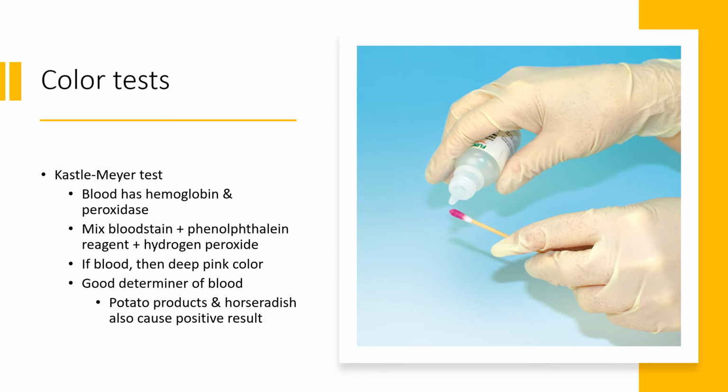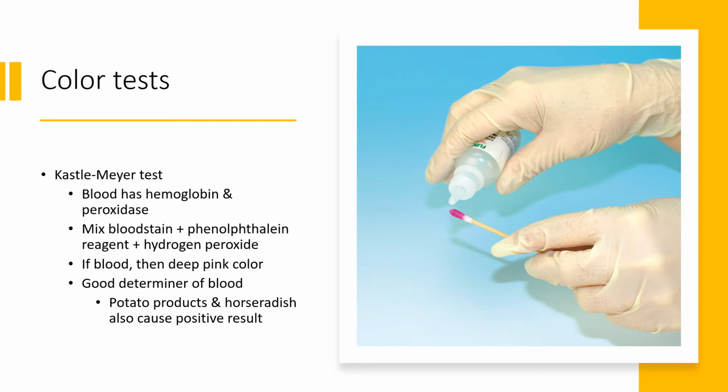The Kastle-Meyer blood test is a very, very simple test where you use stuff that is already in blood and then react it with something that'll change color. So I mentioned before, blood has hemoglobin. That's that molecule in blood cells that makes it red. It's what attaches on to oxygen and delivers oxygen to your cells. And it also has an enzyme called peroxidase, and that helps break down some stuff inside the cell.